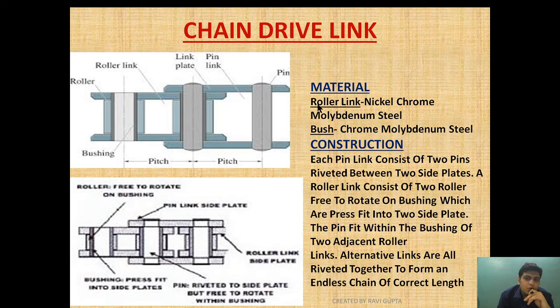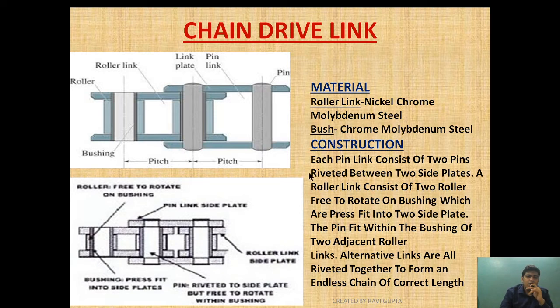Now let me tell you the materials of all these links. The roller links and the side links are made of nickel chrome molybdenum steel. Nickel, chrome and molybdenum are the three materials alloyed in the steel to give the component wear resistance, toughness, and resistance to corrosion. That is why we use these three. And as you know, the bush is subjected to harsh conditions, so it is made of chrome molybdenum steel.